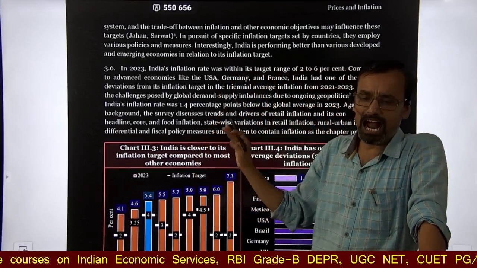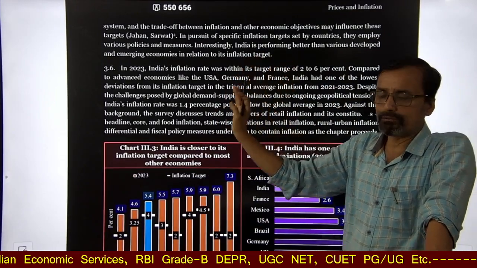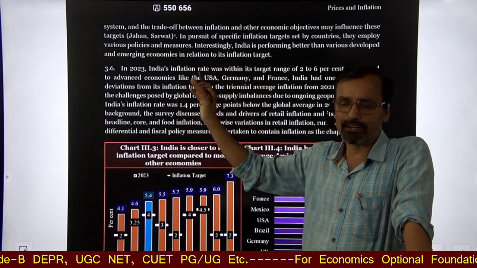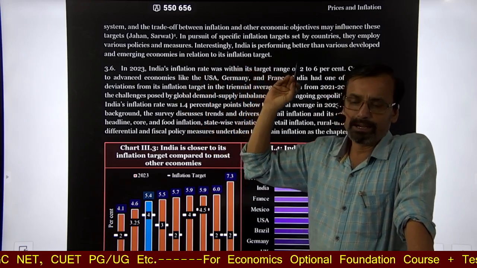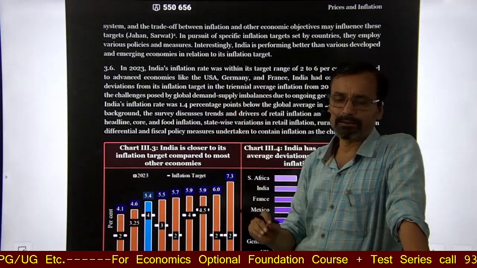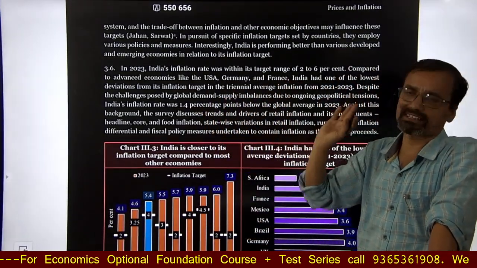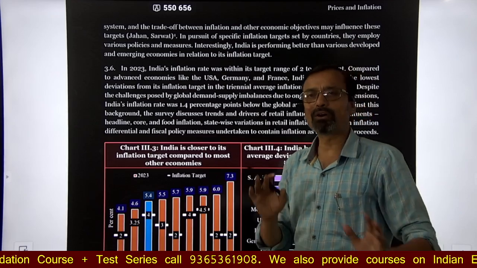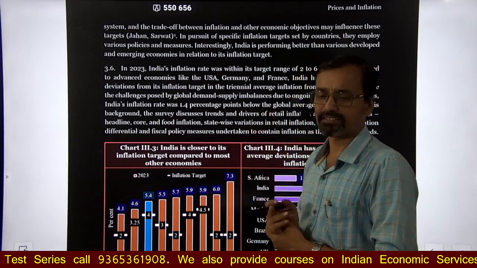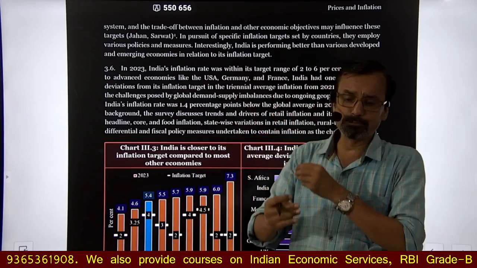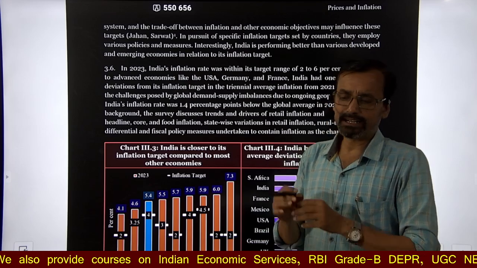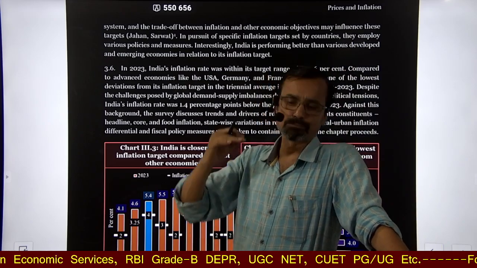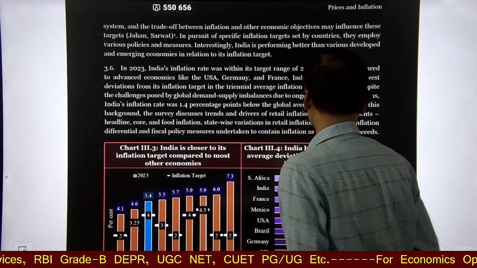Some reasons behind higher food inflation were mentioned here. What are these? The Russia-Ukraine war, excessive heat in summer, uneven rainfall, etc. In 2022, monetary policy broadly focused on absorbing excess liquidity in the system by increasing the policy rate by 250 basis points.